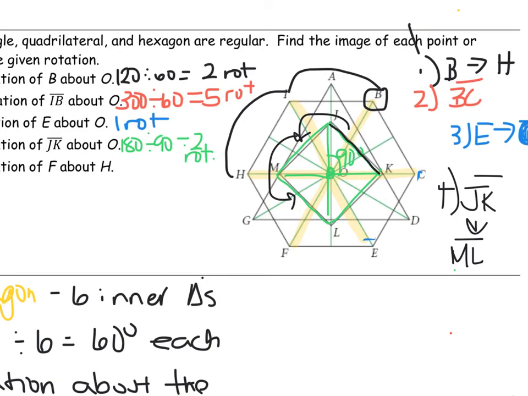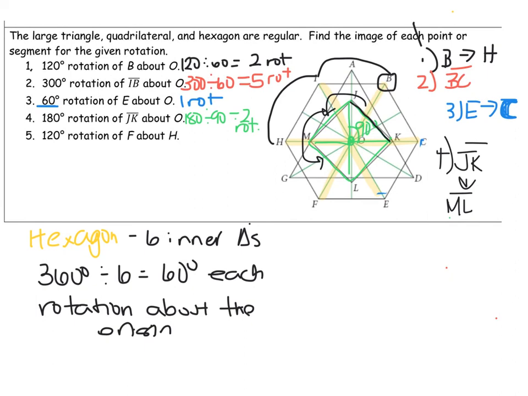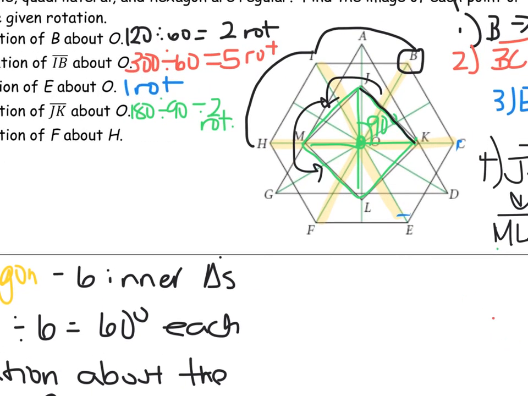And finally, number 5, the center of rotation in this case is not O, it is angle H. So if we look at angle H, we need to figure out how many degrees angle H is, and that will tell us how many degrees are in one rotation. So here is angle H right here. We know since this is an equilateral triangle that this is 60 degrees and this angle here is 60 degrees, which makes angle H 120 degrees.